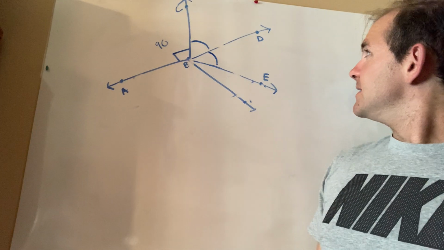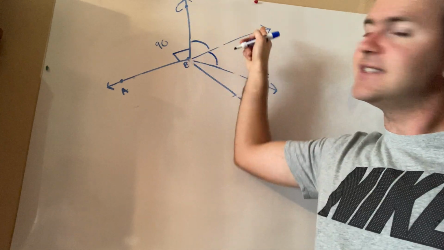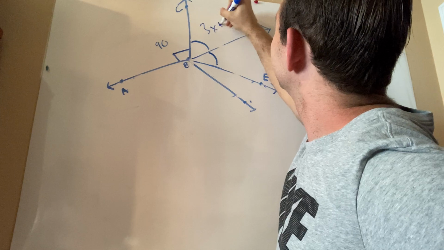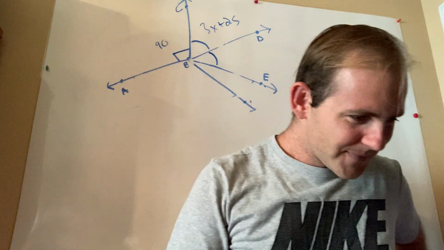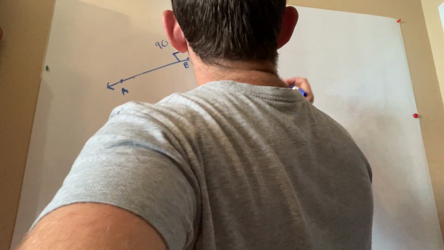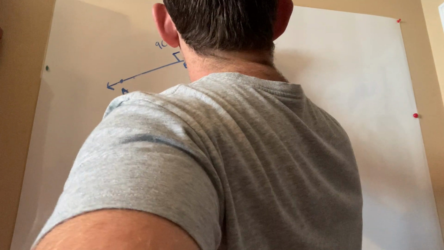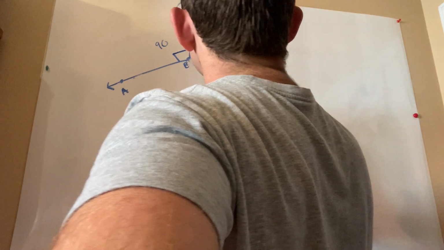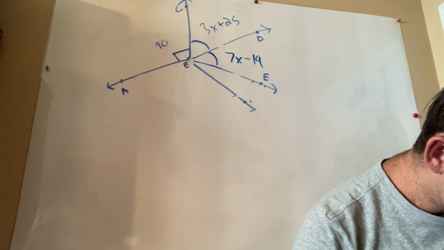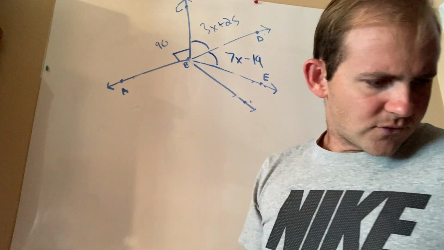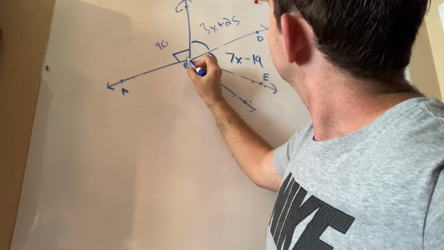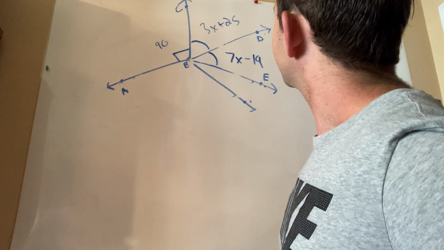Then they told me that CBD, they really need to get different letters, don't they? CBD is 3x plus 25. And they tell me that DBE is 7x minus 19. And they're asking me to find angle ABD, so this obtuse angle here.